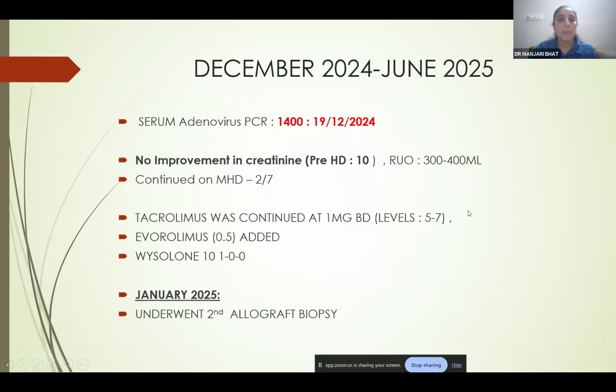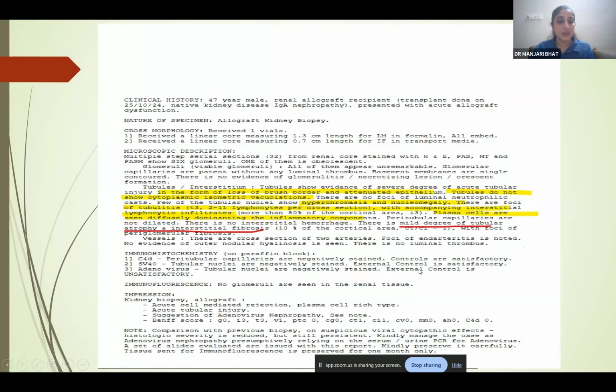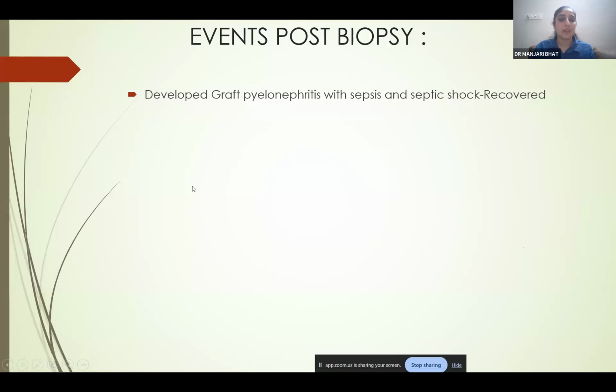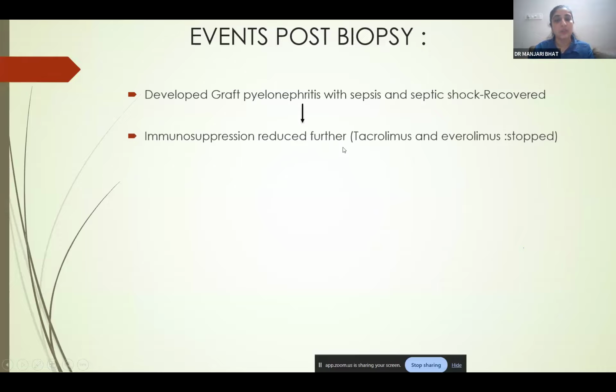Because of no recovery in the creatinine and urine output, he underwent a second allograft biopsy around 4 months after the transplantation. The second allograft biopsy suggested features of acute cell-mediated rejection, which was plasma cell-rich type, and features of background adenovirus nephropathy were present. However, the severity of adenovirus nephropathy was not as severe as the first biopsy. Subsequently, over the next 1 month, the patient developed severe graft pyelonephritis with sepsis and septic shock, during which his immunosuppression had to be reduced and later on stopped.